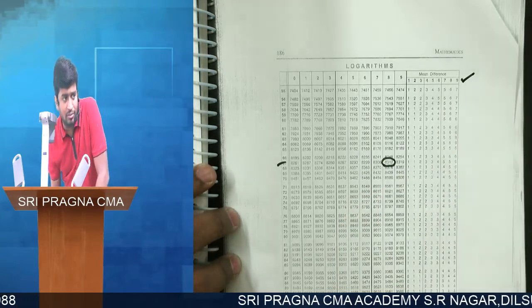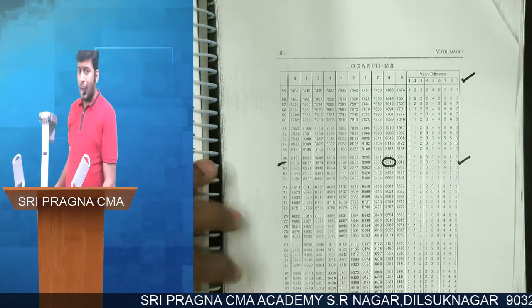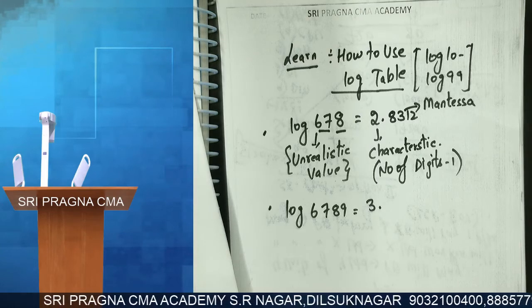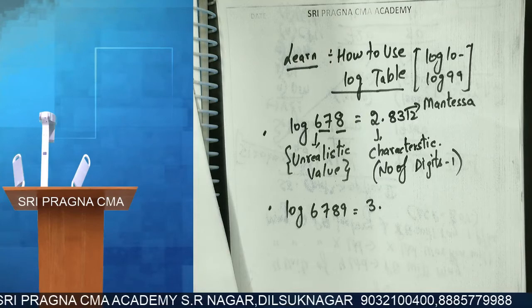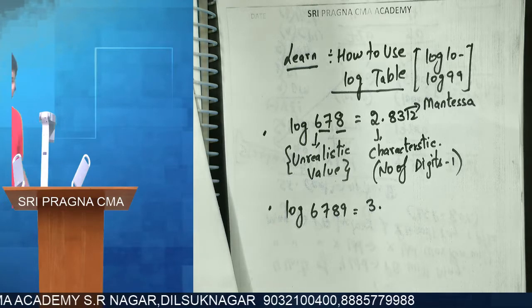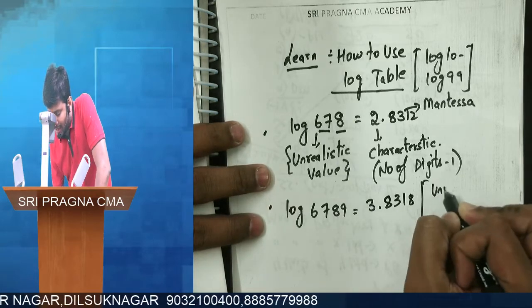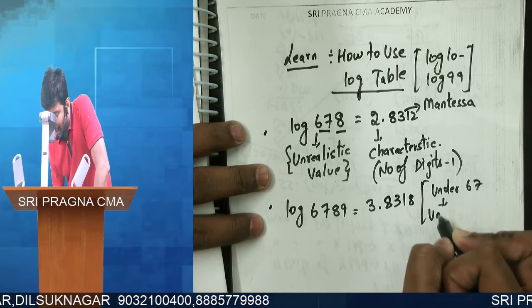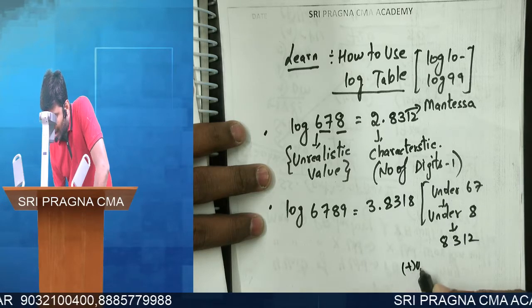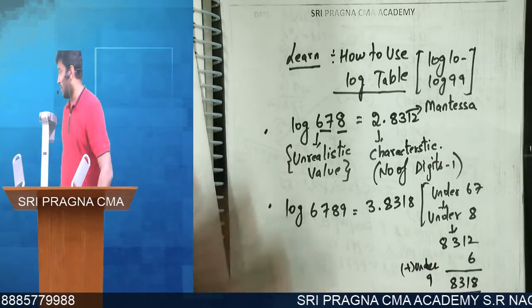Under 67, under 8, we got 8312. Then we will add what we get under 9, which is 6, giving 83 and so on. Am I clear?